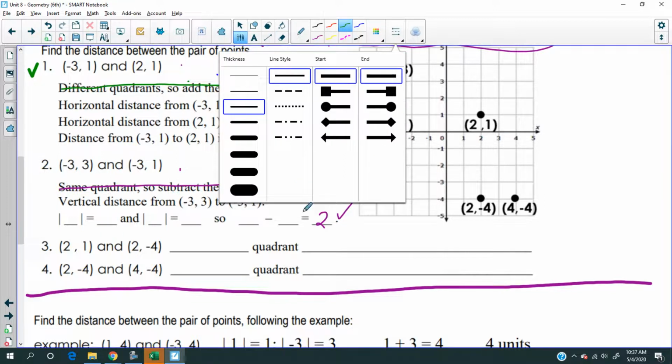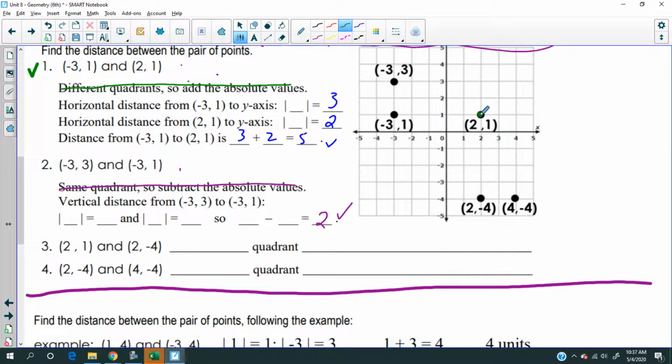Okay, what are the 2 points? 2, 1. That's this one. And where's the other point? 2, negative 4. Okay, so that's the question. How far is this one from this one? Okay, imagine, so ignore the graph for a second. Let's just put our focus on the 2 points here.